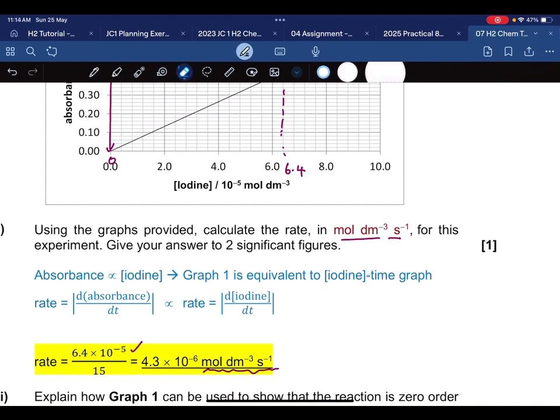In case you're wondering where this times 10 to the power minus 5 comes from, it's from this part here. Take note of the unit. It's not 6.4 mole per dm cube, but it is 6.4 times 10 to the power minus 5 mole per dm cube. This is reflected in the label for my x-axis.